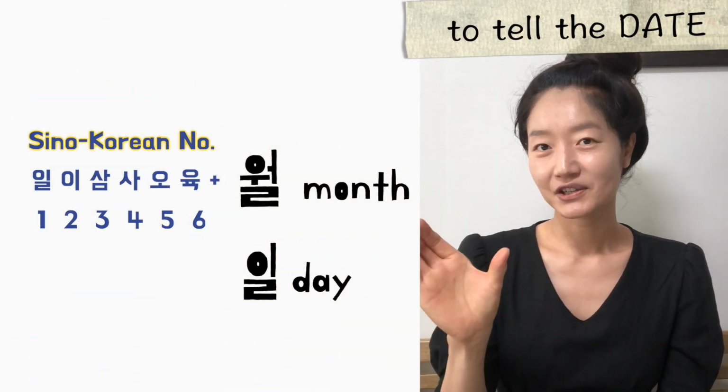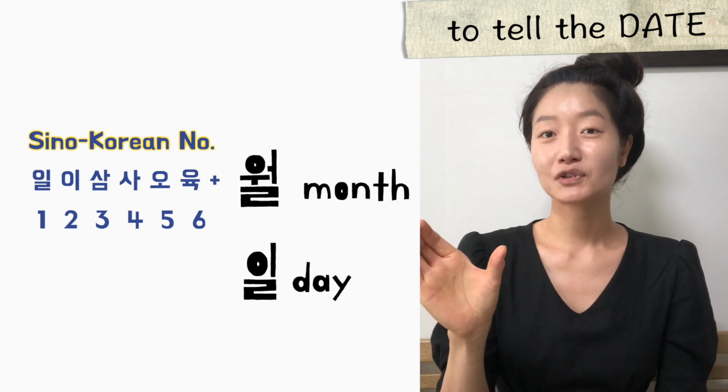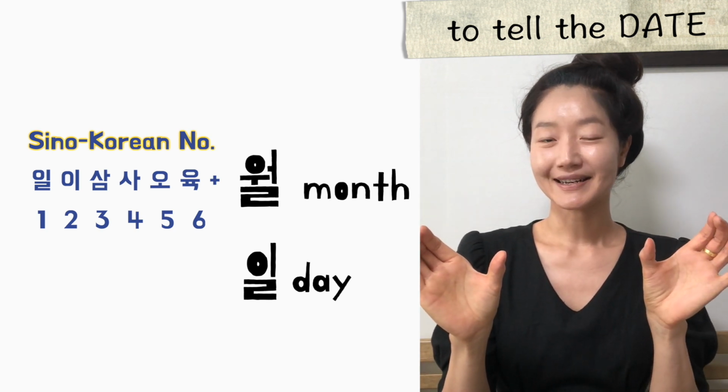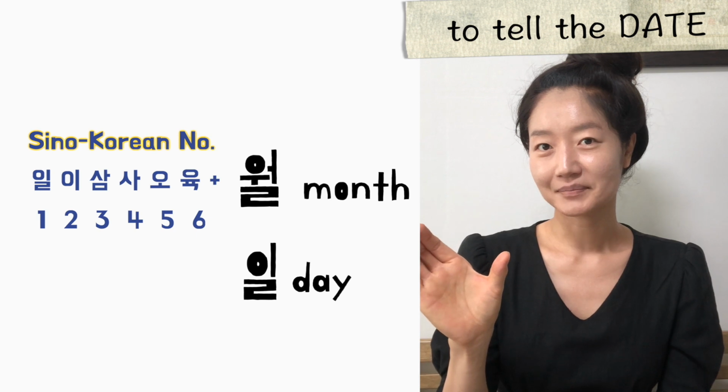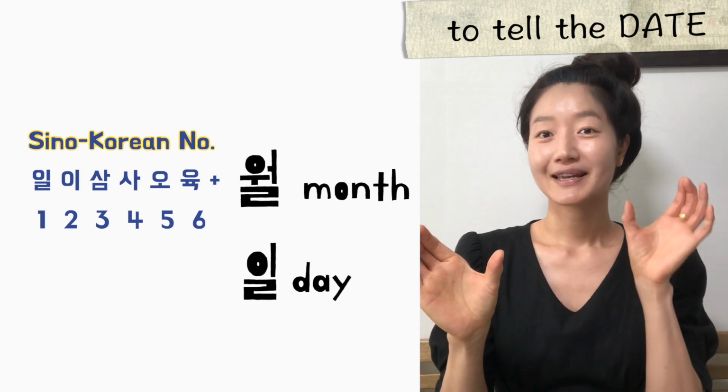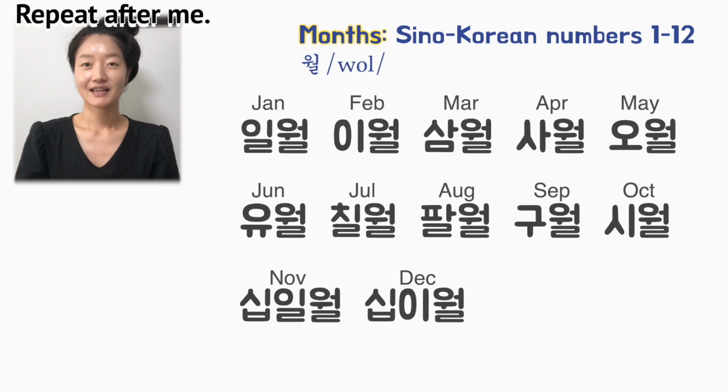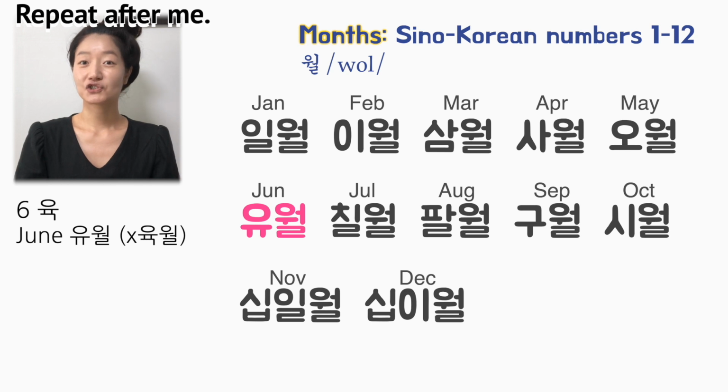You say the Sino-Korean number and then put 월, 일. 1월, 2월, 3월, 4월, 5월, 6월. Yes, for June, we don't say 육월, it is 유월.